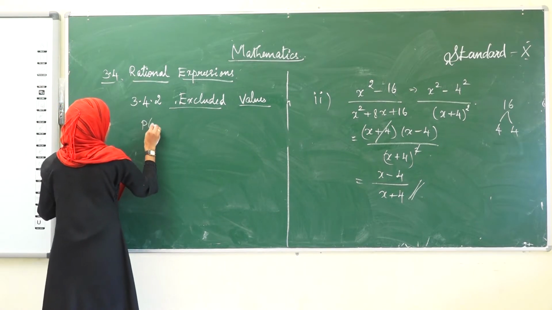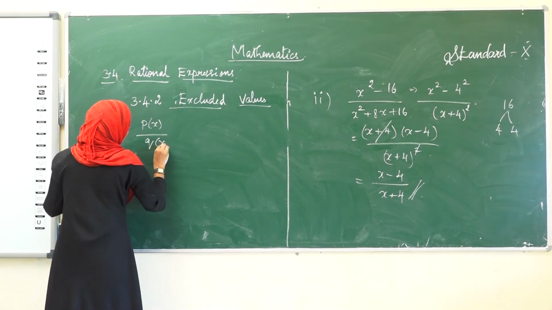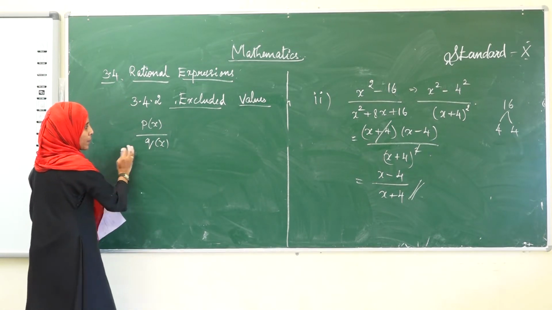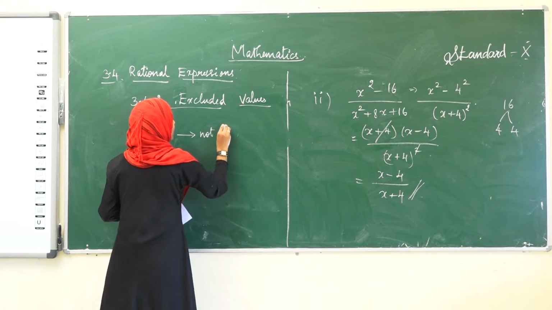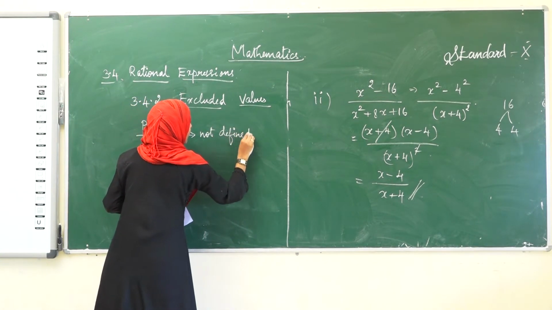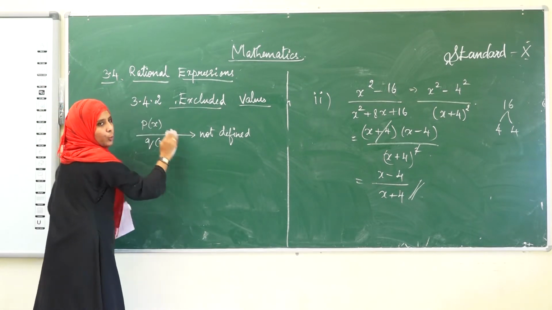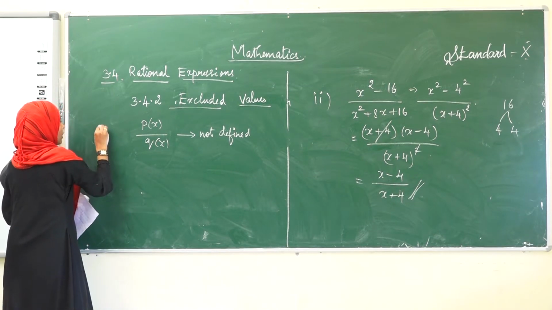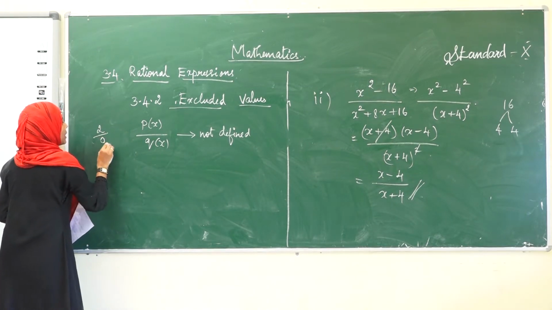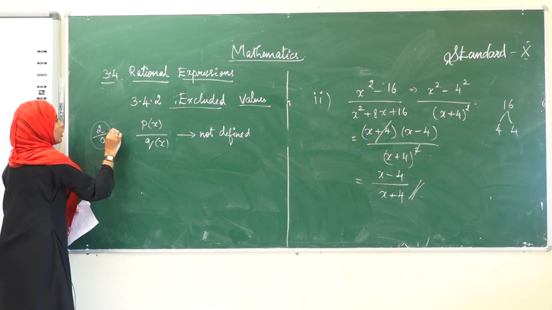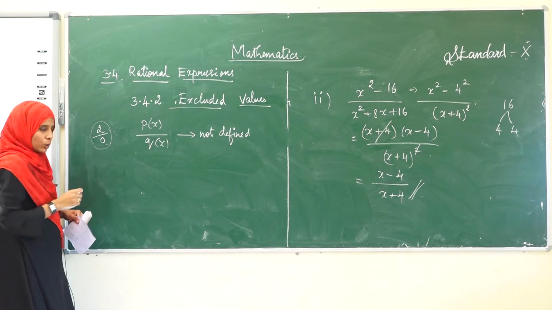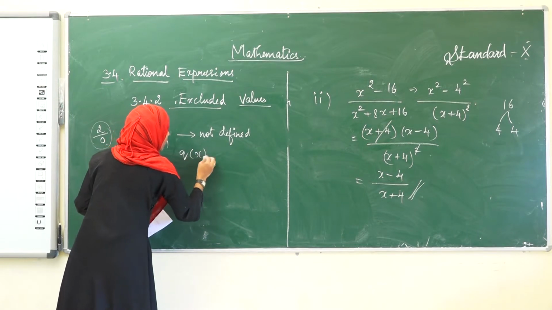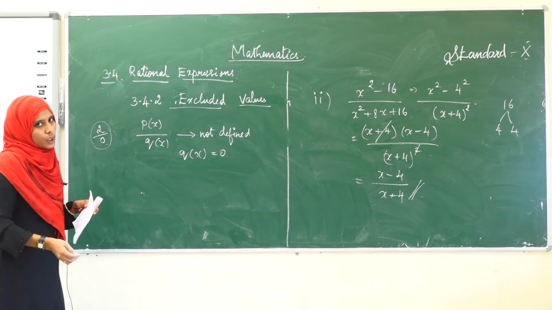If the rational expression is in the format of p of x divided by q of x, the excluded value makes this rational expression not defined. When can we say a number like 2 divided by 0 is not defined? When we get it like this, we can say this number is not defined or infinity. Commonly we say this as not defined. Therefore, the denominator should be equal to 0. Therefore, we take q of x equal to 0 for finding the excluded values.